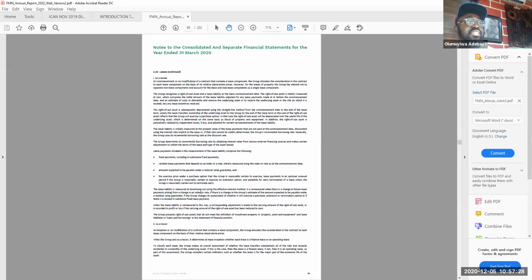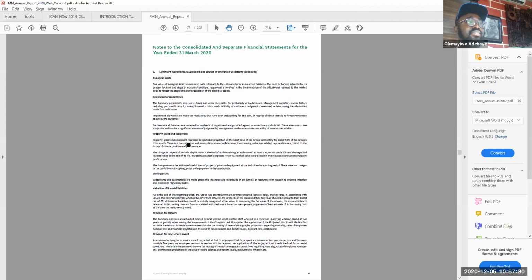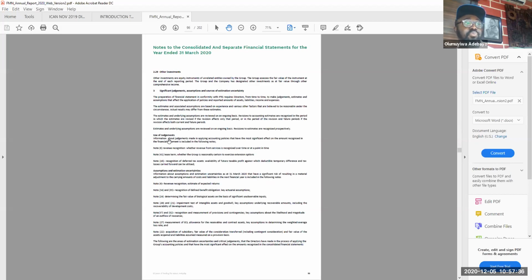Thereafter, what is next is significant judgments, assumptions, and sources of estimation by management. You saw it here, which is key to what we have discussed. Management has made some judgment to say the useful life of an asset is 10 years. How did management come about this judgment? They have to tell us that, okay, these vehicles are going to be driven in FCT. People have a reason for that to say, okay, it's 10 years.